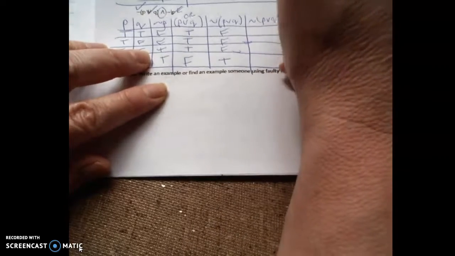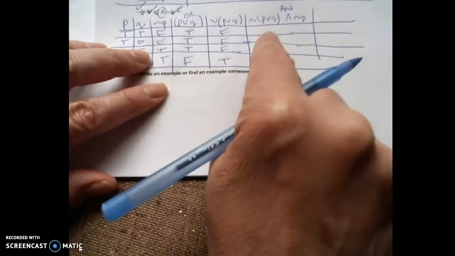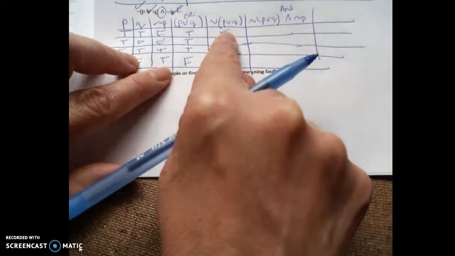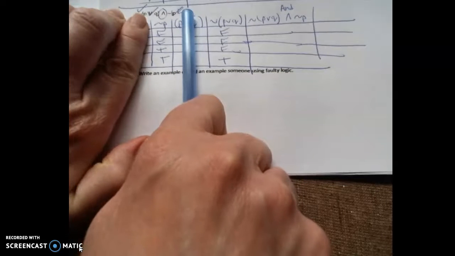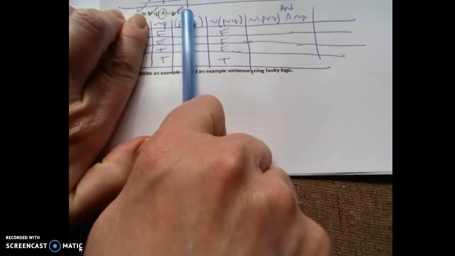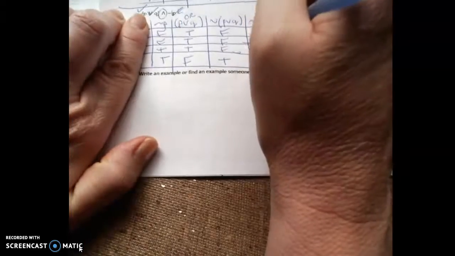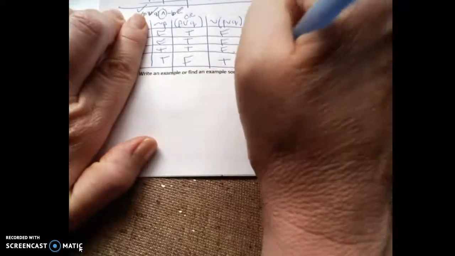And again, remember that looks like an A, so it's an and. All right, so we're going to take this column and combine it with not P. And it's an and, so to be true, everything has to be true. So false, false is going to be false, false, false, false. True, false, one's true but not the other, so that's false. And true, true would actually be true. So this would end up being false, false, false, and then true, true is true.